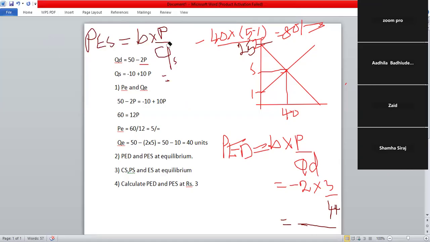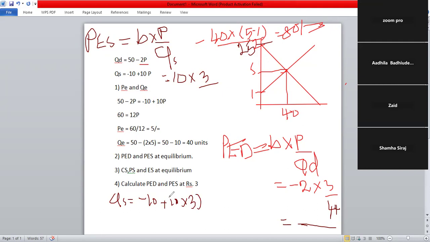So, what is B here? So B into P over QS. B is 10. Price is 3. Then if you substitute 3 rupees in this function, QS is equal to minus 10 plus 10 into 3.